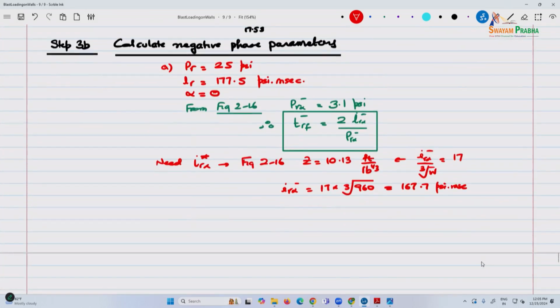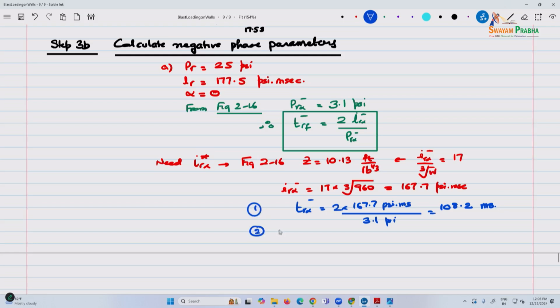So from this, now we can calculate TR alpha negative is 2 times 167.7 psi divided by 3.1. This value is 108.2. So that's one. Then other time parameters.